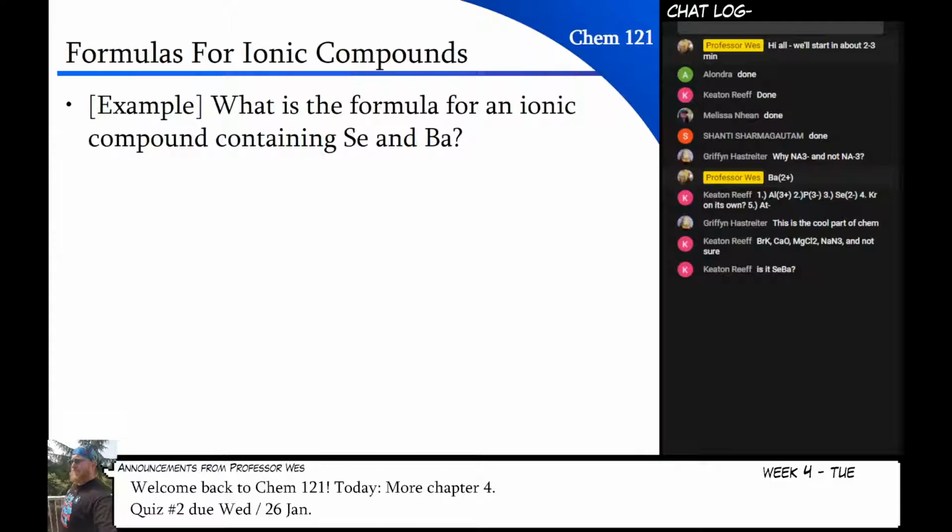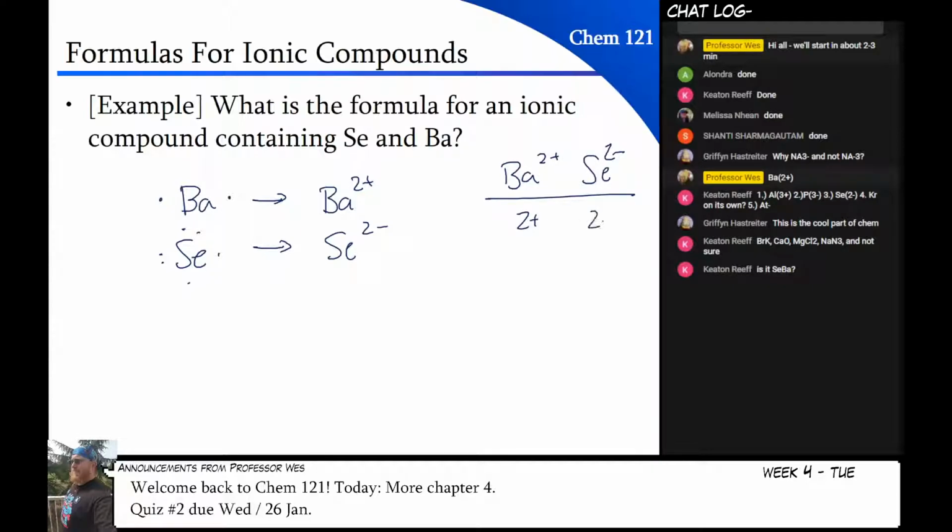All right. So we have an answer. That is the answer. But remember that we want to put the metal first, so you just flip them around. So I've got barium. Barium looks like this. So the ion it forms would be barium plus 2, or barium 2 plus. Selenium looks like this. So the ion it would form would be this. These are the ions that I formed. Do they cancel out? They do. So the formula I have is just this. Barium selenide.